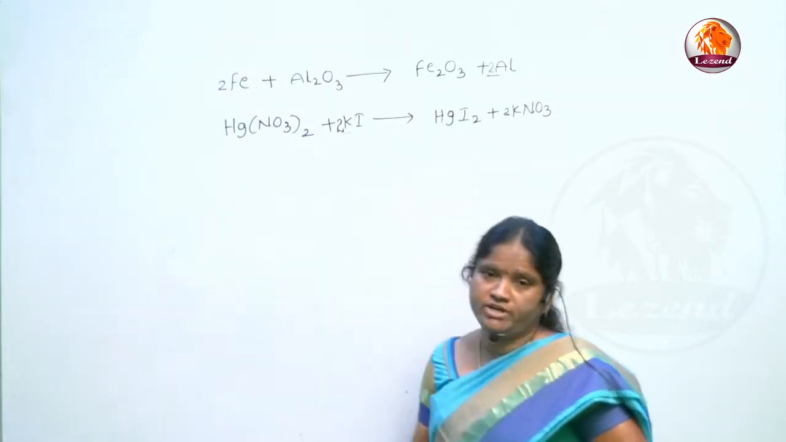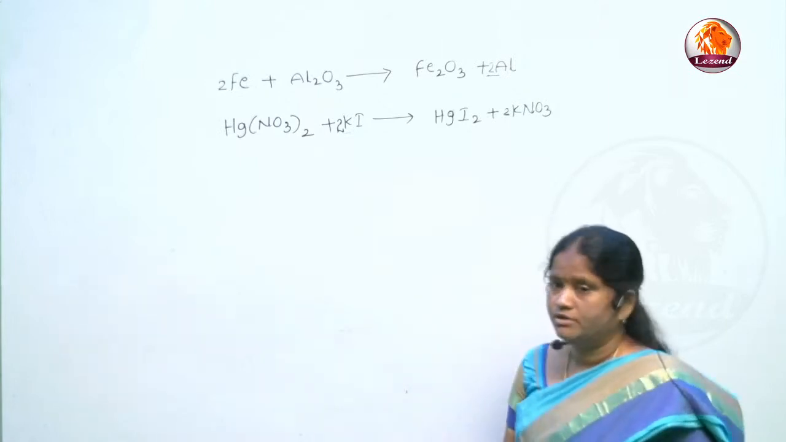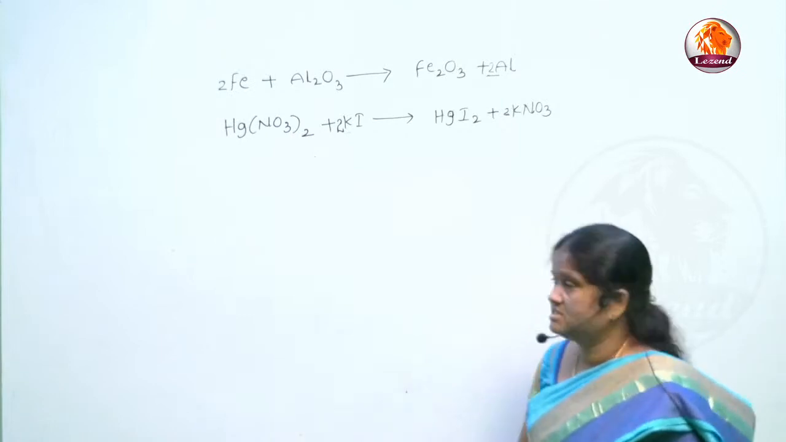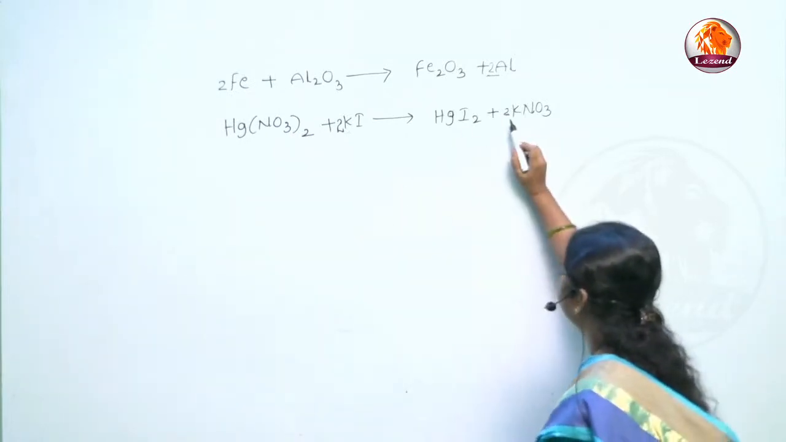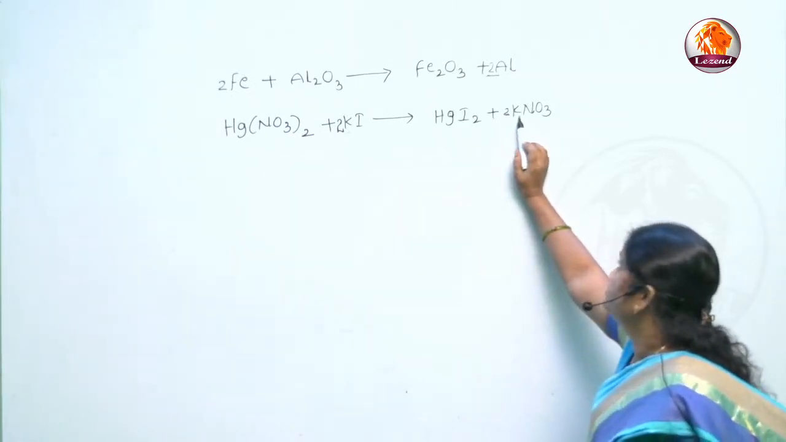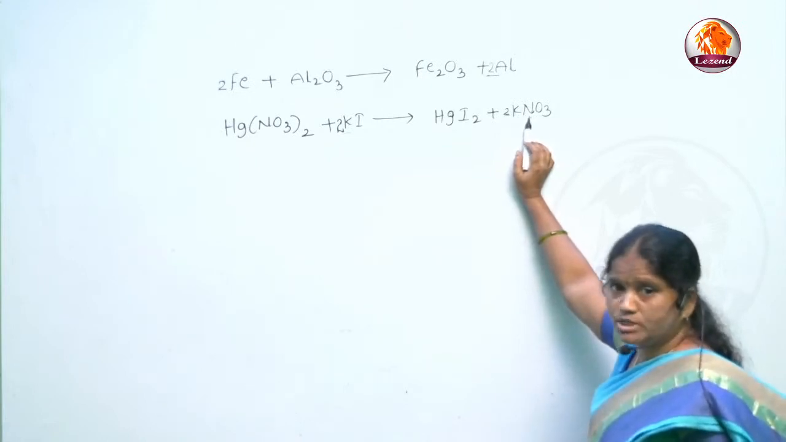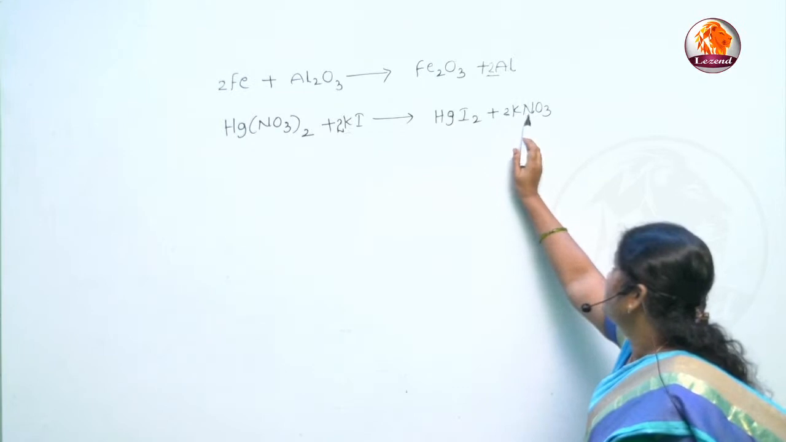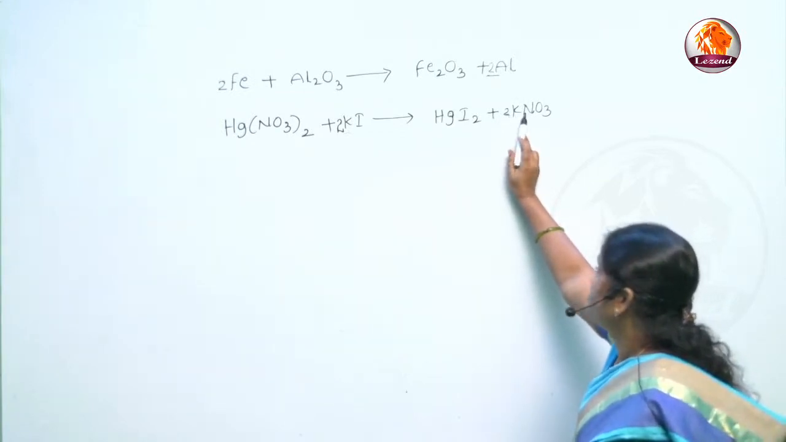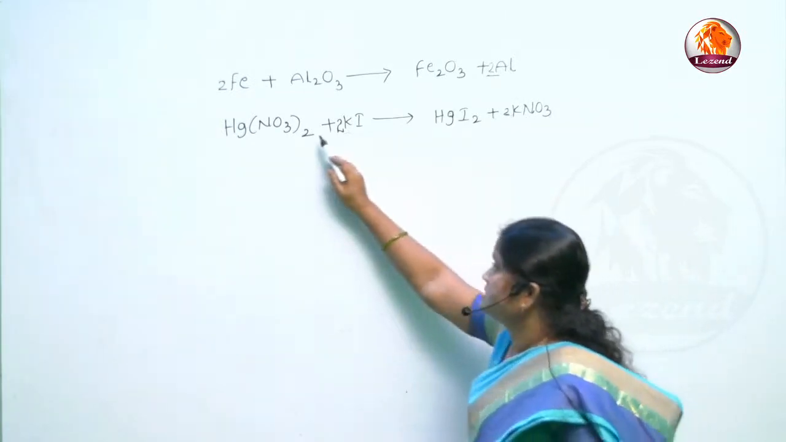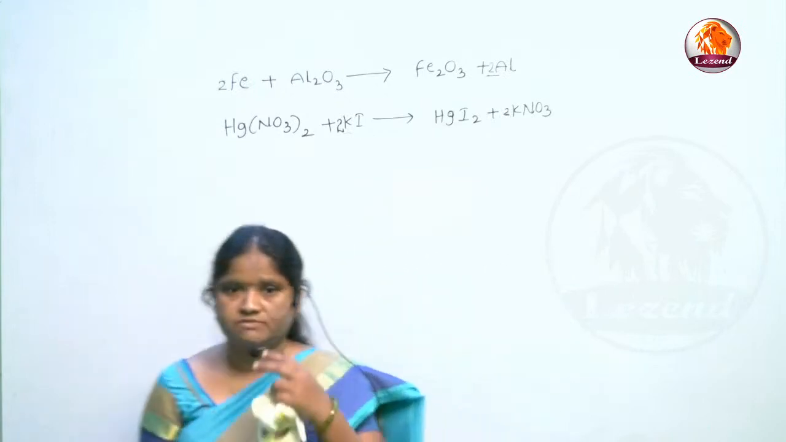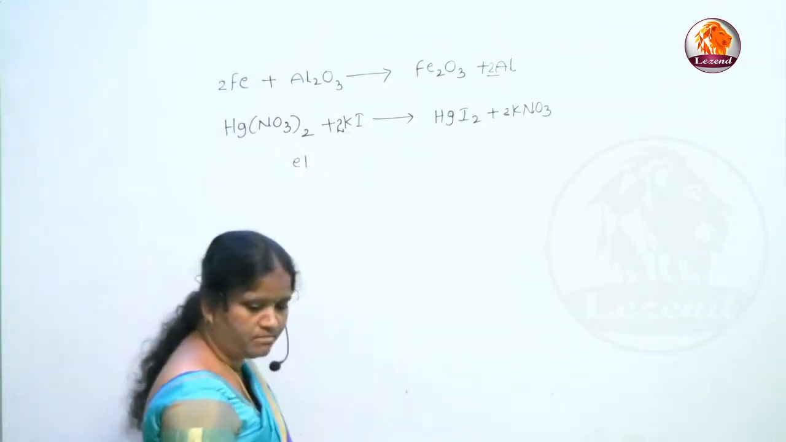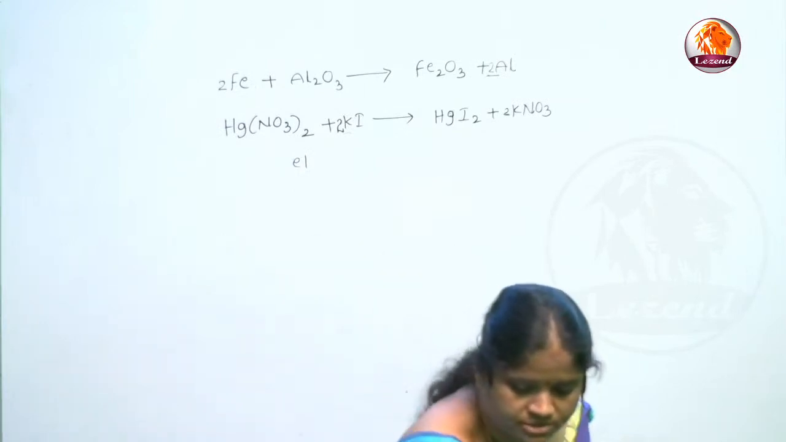Also in Hg(NO3)2, the 2 belongs to each atom of the group NO3: nitrogen atoms are 2, oxygen atoms 2 threes are 6. On the right side I already put 2 before potassium nitrate, so nitrogen atoms are balanced: 2 nitrogens, 2 potassiums, and 2 threes are 6 oxygens on both sides. We have to verify the atoms of each element on both sides to see whether they are balanced or not.